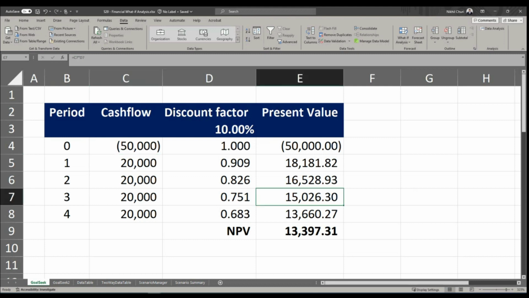So let's look into a little bit more detail. First, on the discount factor, we are going to start at 10%. So that's the very first assumption. And the second one is that the annual cash flow starting from year 1, after 1 year, is going to be 20,000 per annum. So 1, 2, 3, 4, 20,000 each.